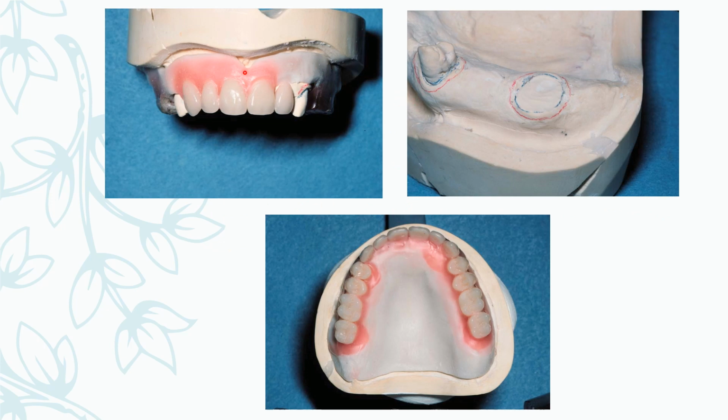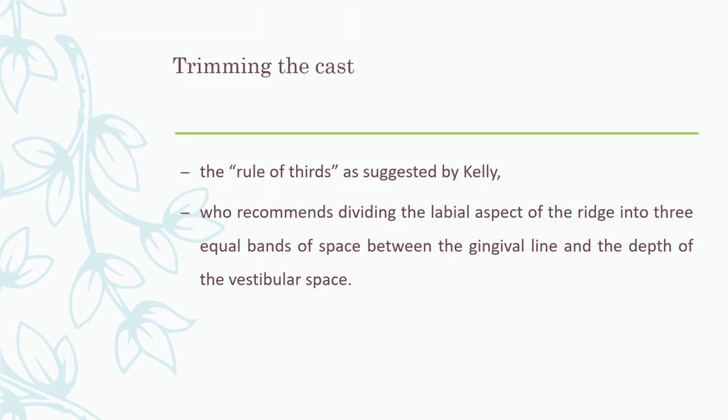Okay, so you can see that this was removed and the tooth placement was done. First doing the anterior, and then probably the removal of the posterior, and then doing the full denture step by step. Okay, so trimming the cast.